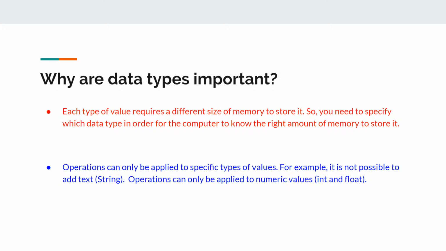And operations can only be applied to specific types of values. This was mentioned before. For example, it's not possible to add text. Like you can't add hello plus world. That just doesn't work. So operations can only be applied to numeric values, int and float, which will be discussed later.